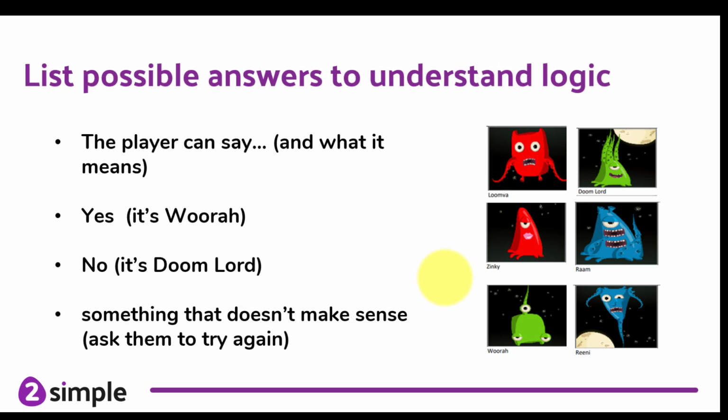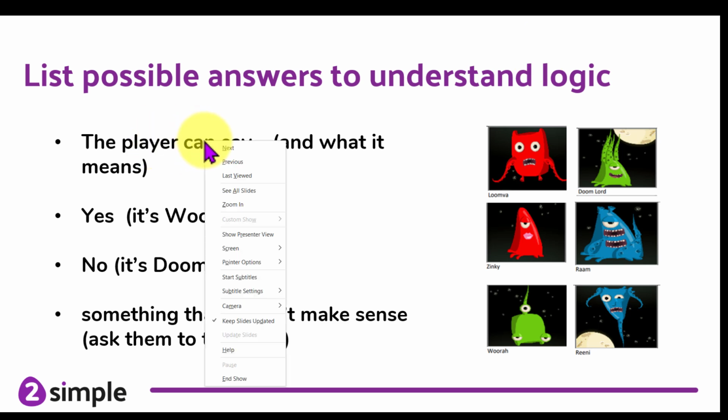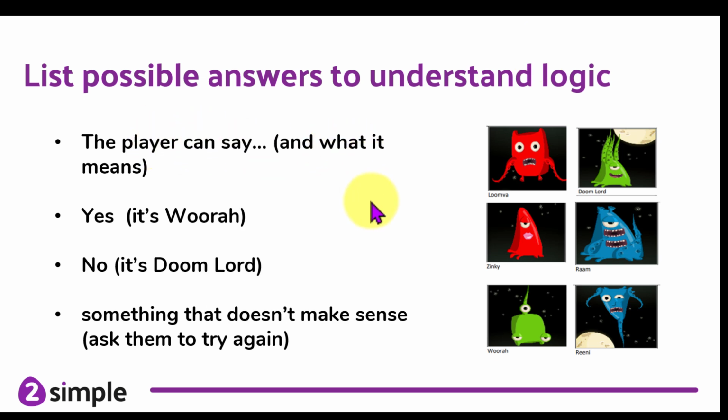What next? We need to list the possible outcomes. So if we ask the player, how many eyes does your alien have? 3 eyes? And if they say yes, we're going to tell them back, you chose Woorah. If they say no, we're going to say, I've worked out you must have chosen Doomlord.